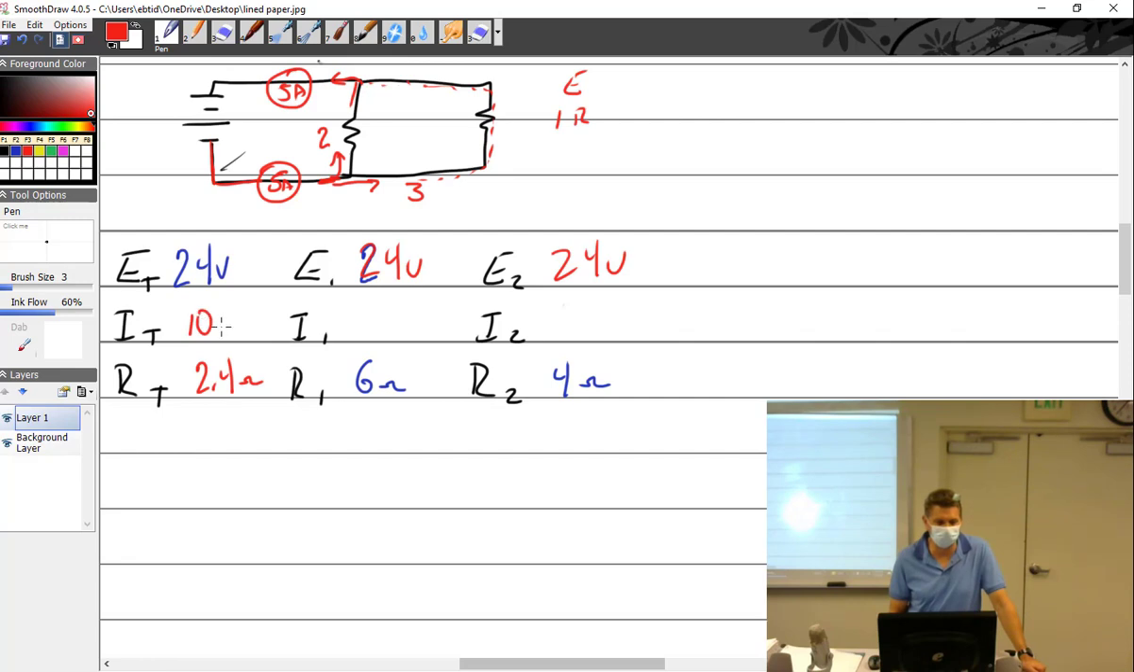10. What was it before? 5. So I doubled it. So if I increase the voltage, it sounds to me like the current flow is directly proportional to the voltage. Voltage, yes, thank you. So what do we have here? 4 amps, and this is 6 amps.